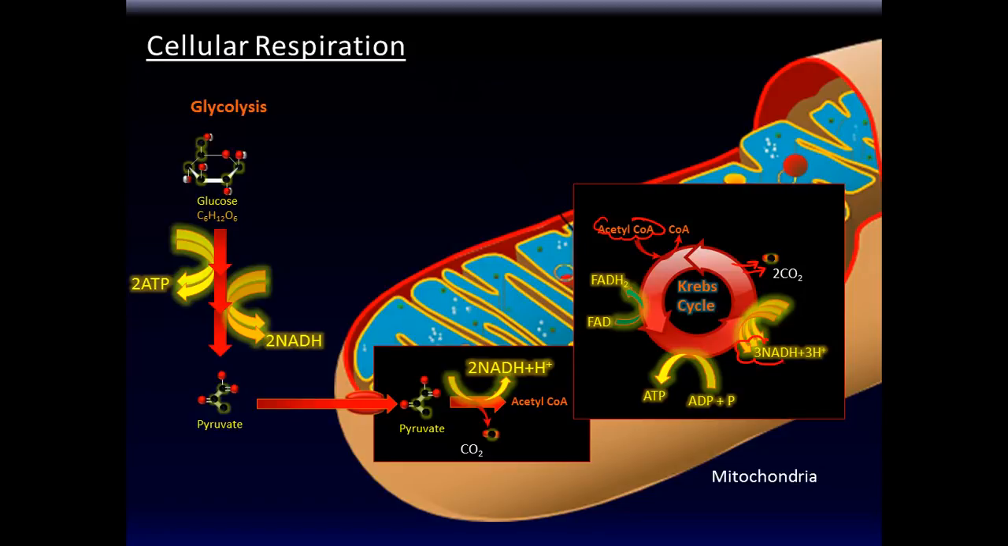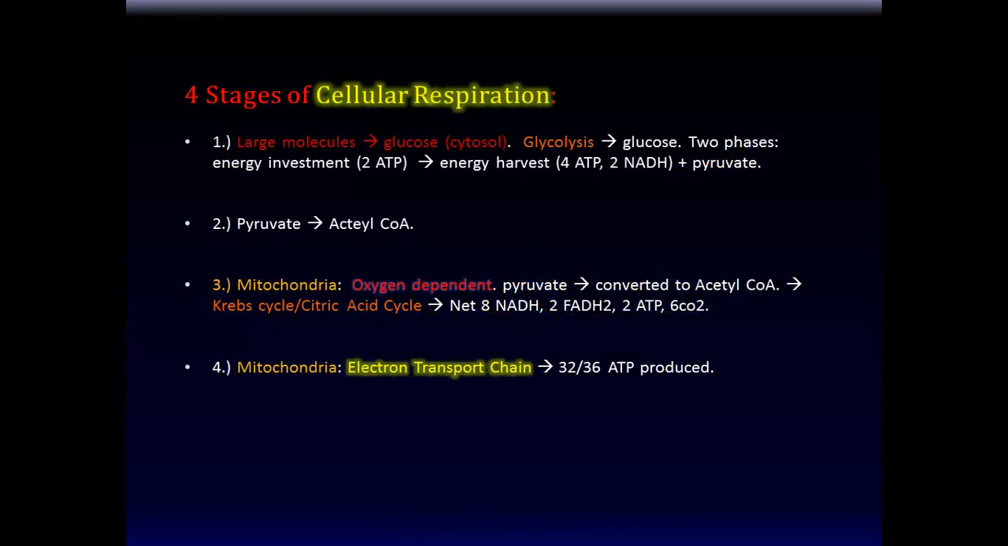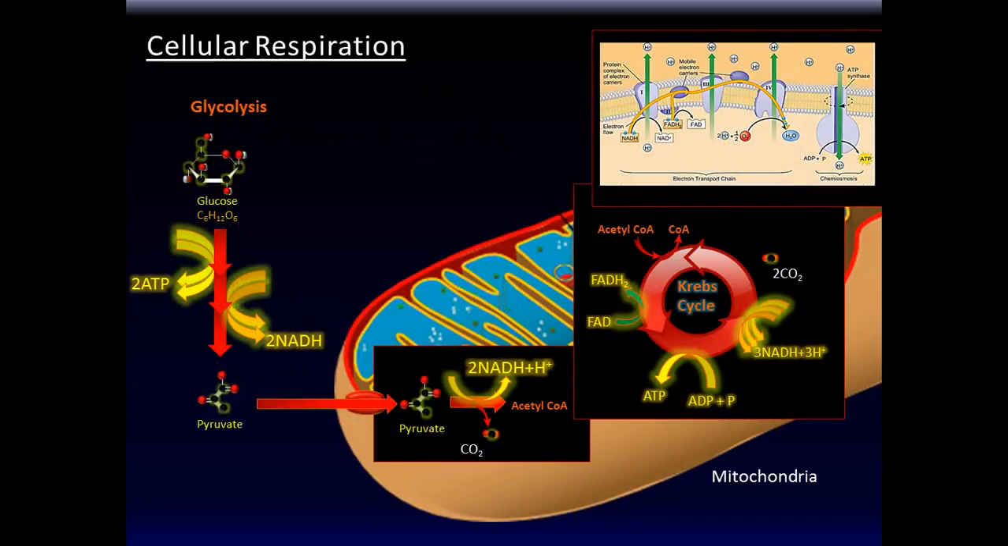So these are electron carriers that are destined, as we have said, for the electron transport chain. That's where the real action is. And the fourth step is the electron transport chain, which produces some 32 to 36 ATPs. So now all the electron carriers will go into the electron transport chain, which is located in the inner mitochondrial membrane right over here, which is a series of proteins.